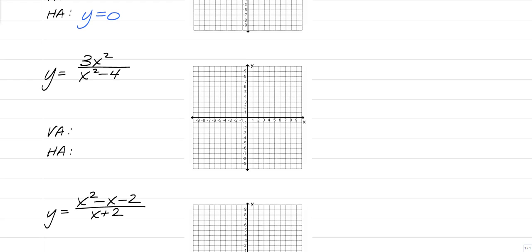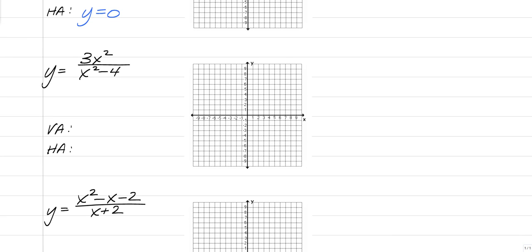Another example, this is an example where we have the same degree in the numerator and the denominator. So, of course, you want to factor this first. This is factorable, so we have x plus 2 and x minus 2. So, red flag, you have to set each of those equal to 0. So your vertical asymptotes are going to be x equals negative 2 and x equals positive 2.